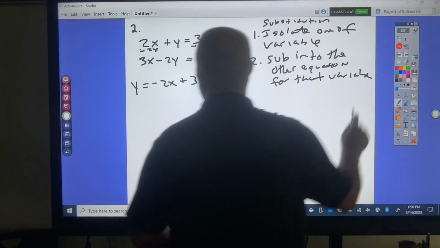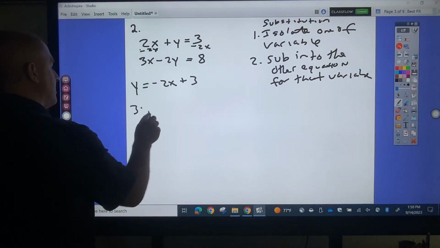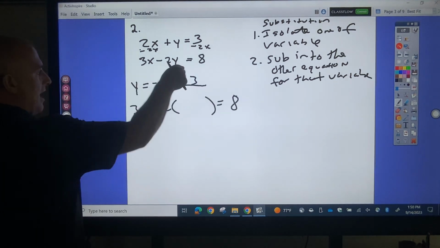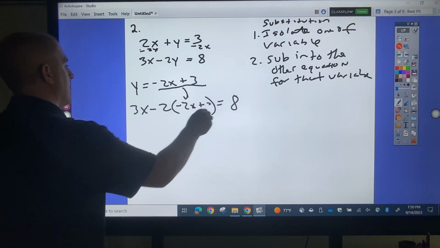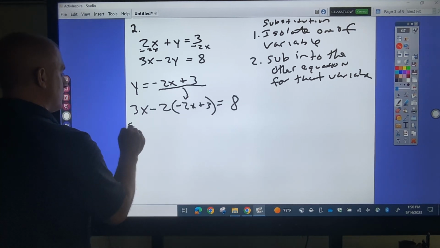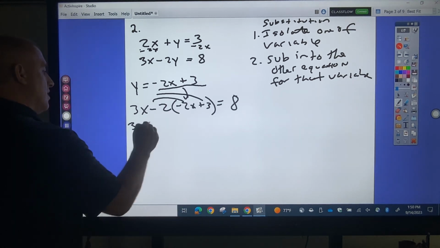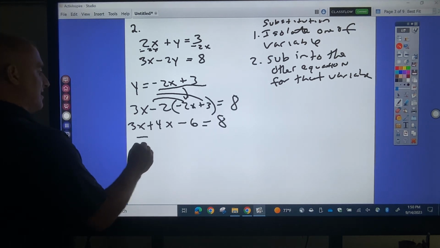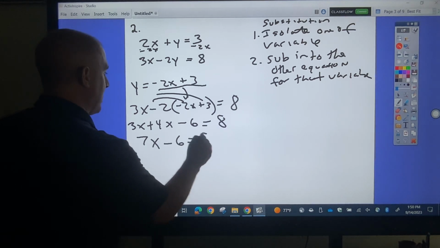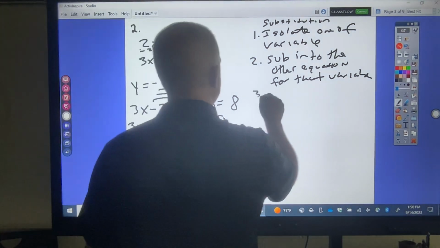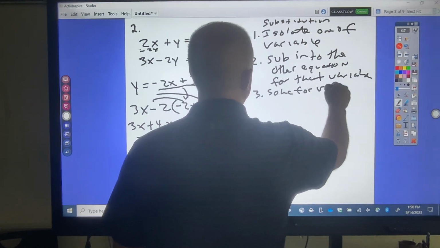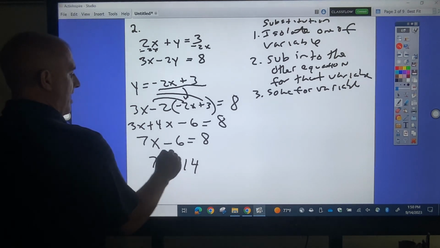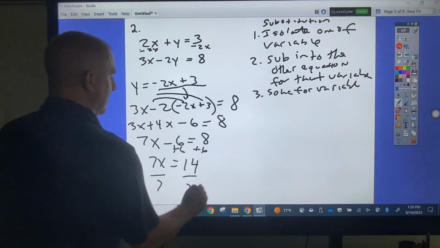So if I look in this second equation, I have 3x minus 2, and I'm going to replace the y with that. Then I'm going to distribute that. It's 3x, negative 2 times negative 2x would be positive 4x, and negative 2 times 3 would be negative 6. If I combine those like terms, I get 7x minus 6 equals 8. Then I'm going to solve for the variable. So I get 7x equals 14, because I would add 6 over there. Divide by 7, I get x equals 2.